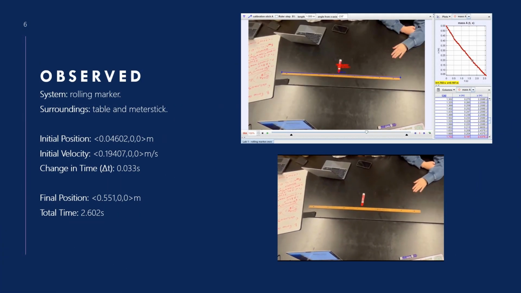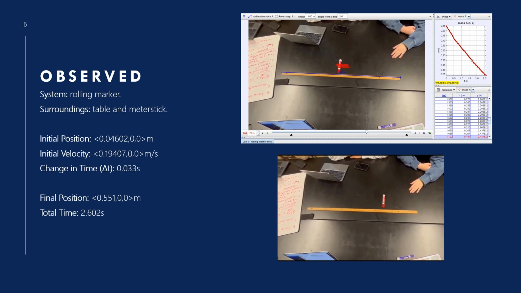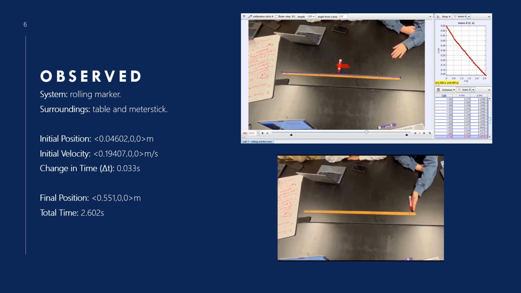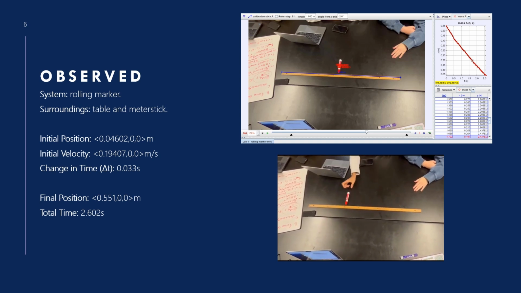First, you can see the observed or recorded data. The video below was from Tracker as seen above, in which case you can see the graph representing the x-axis, which in this case has a negative slope due to the negative and positive axes being flipped.